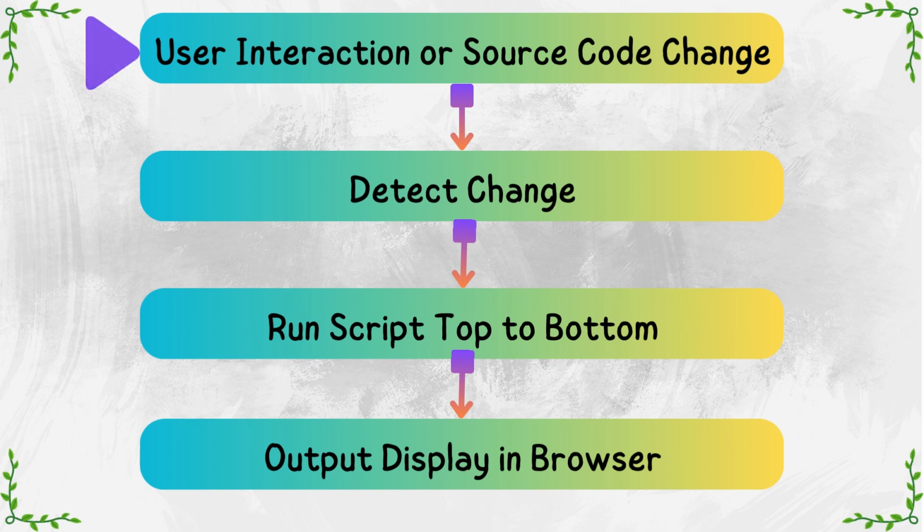When the user interacts with the app, such as clicking a button, adjusting a slider, or entering data, or if the source code of the app is modified, Streamlit detects this as well. Streamlit detects the changes through a user interaction or change in the source code. It reruns the entire script from top to bottom every time the app detects an update. The results are reflected in the browser instantly.